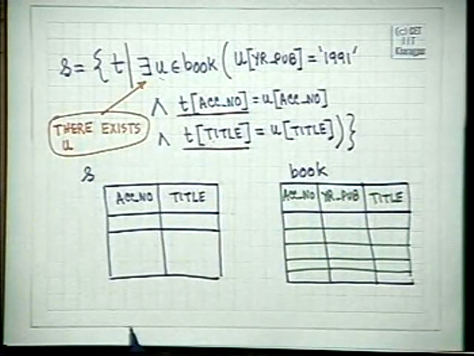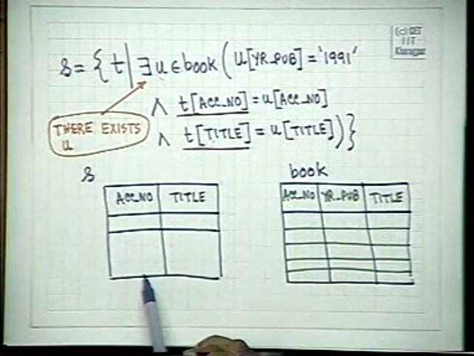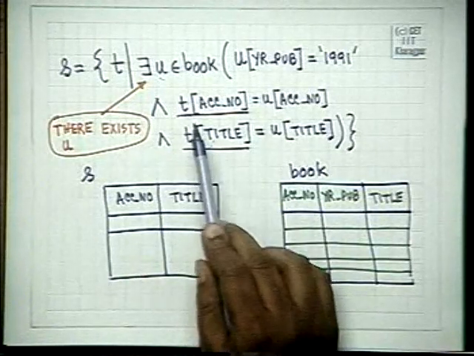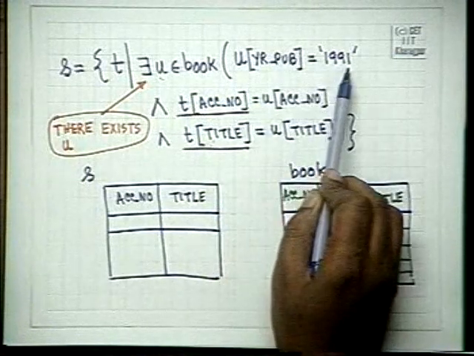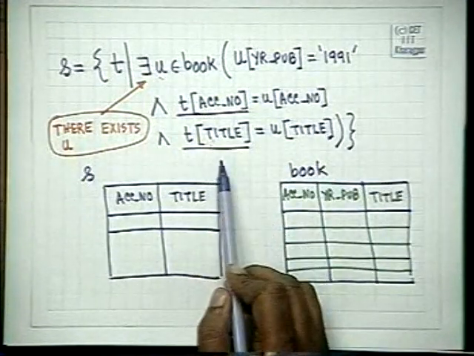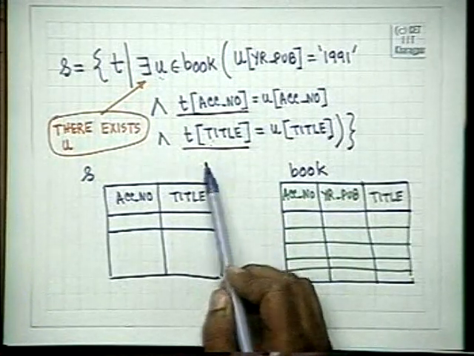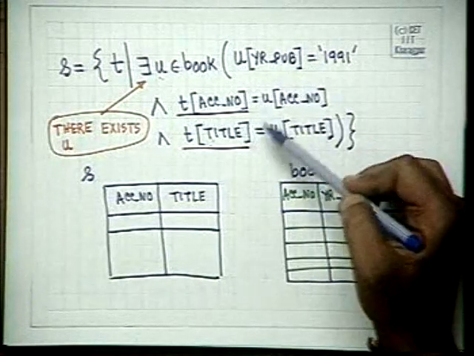So this way, we have specified the property of each and every tuple in T. We have not specified exactly how to get it. That is, we will not specify that we will have to first select out all tuples which are 1991 and then project out accession number and title. That sequence we have not set. And in fact, you can order these in any way, it does not matter.